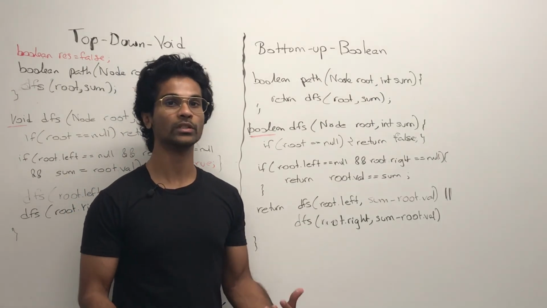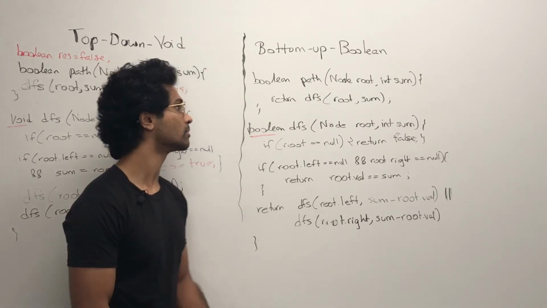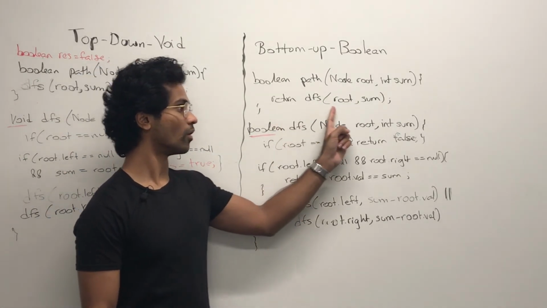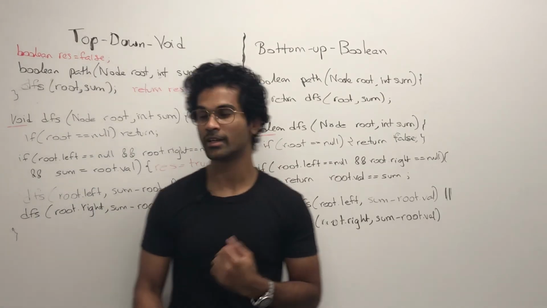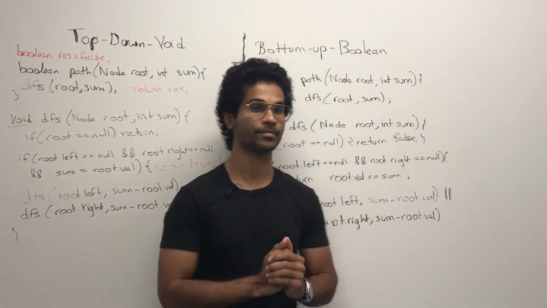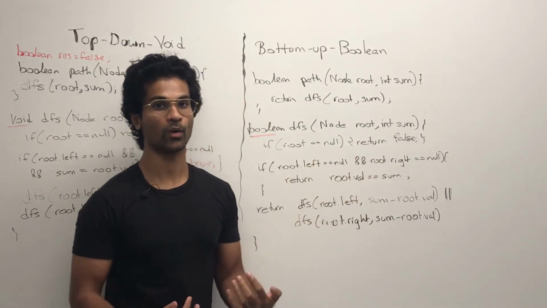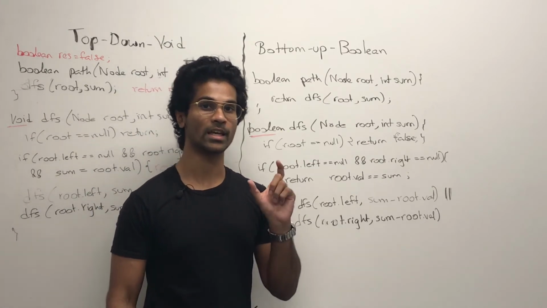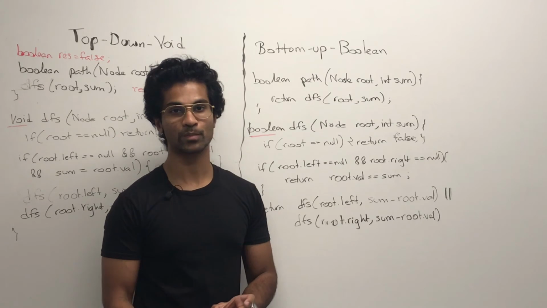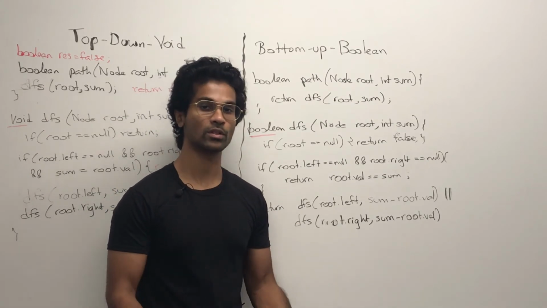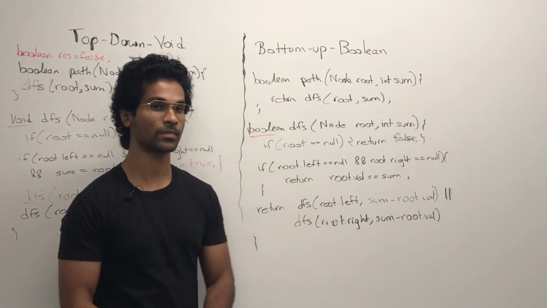For the bottom-up Boolean, we have to actually wait for the leaves to return their answers. So here, we're just going to call it, and we have a return type of Boolean. Keep in mind, this return type Boolean is different than the void version's Boolean flag. If we have a null root, we return false. Otherwise, once again, we check if we've seen a leaf node. If so, we compare the sum that was passed in to the value of the root, and if it is equal, we return true. Otherwise, we're going to return false.